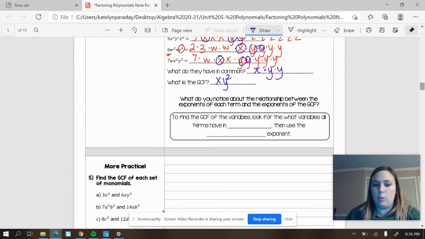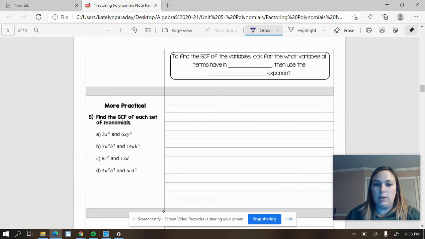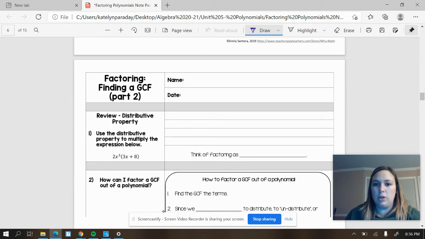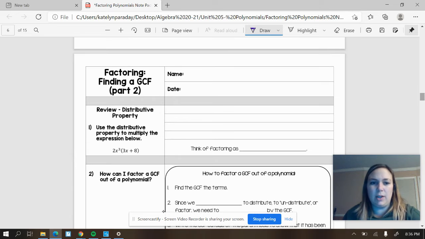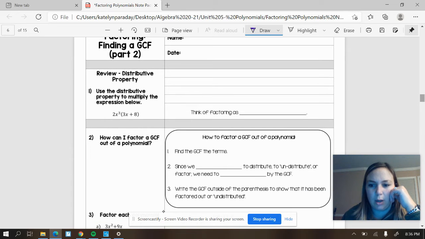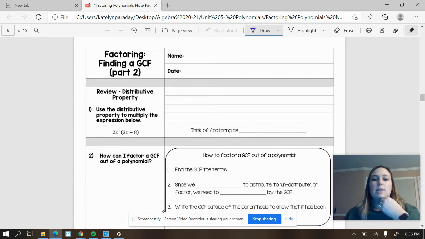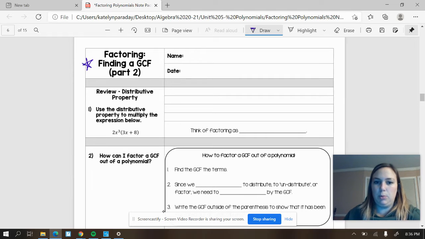So there is an easier way to do this. If you wanted to practice breaking those down, you could. We won't really use prime factorization, but I'm just showing you what else it looks like. So, finding a GCF part 2. This is the important one.